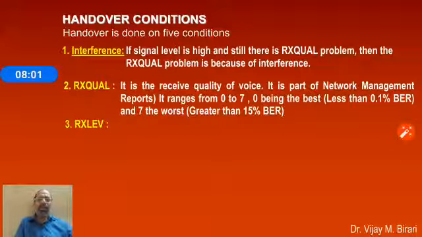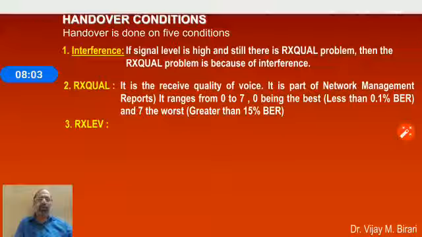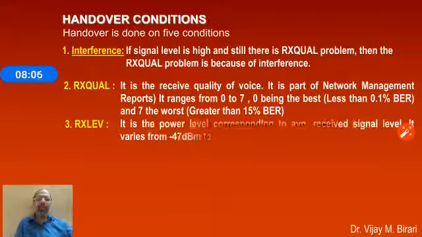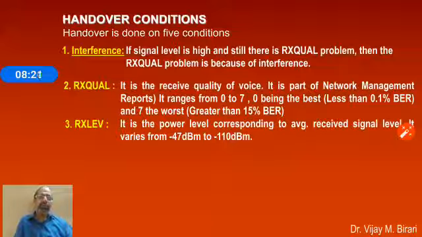Received signal level: if it is not appropriate, then handover takes place. It is the power level corresponding to the average received signal level. It varies from negative 47 dBm to negative 110 dBm. In some books it is also mentioned as negative 55 to negative 110 dBm.